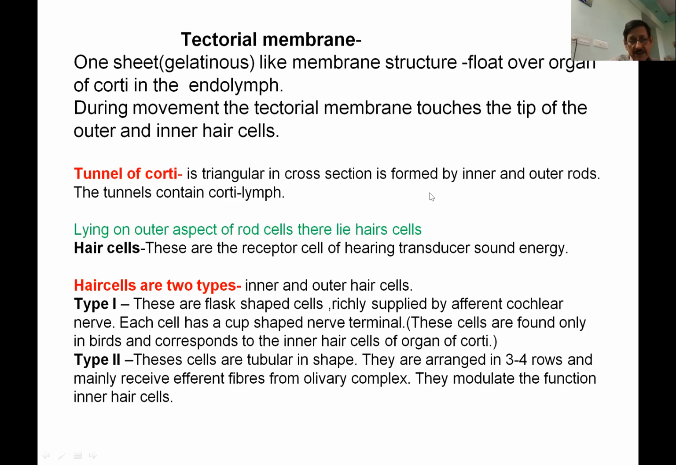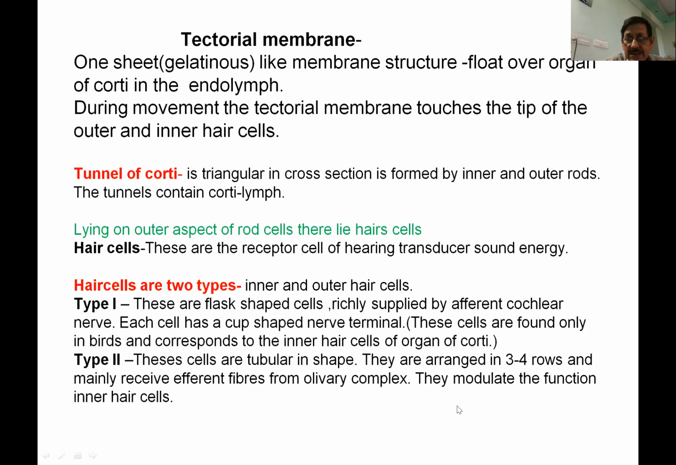The tunnel of Corti is triangular in cross section, formed by the outer and inner rod cells and the hair cells. Lying on the outer aspect of the outer rods, there are two types of hair cells. The type 1 cell is flask-shaped, which is richly supplied by the afferent cochlear nerve. Each has cup-shaped nerve terminals. The type 2 cells are tubular in shape, arranged in 3 to 4 rows, and receive efferent fibers from the olivary complex.